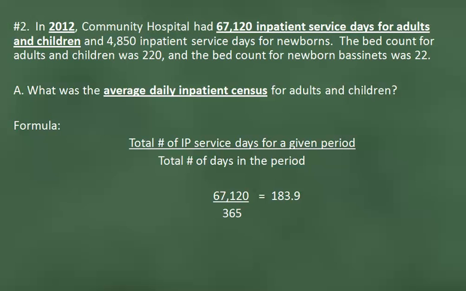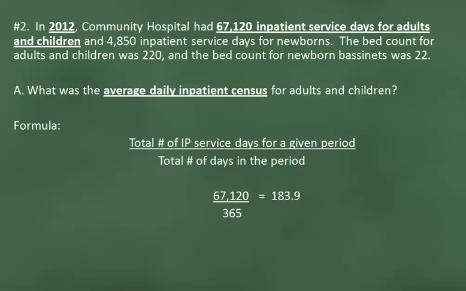So, are we given any of that? Well, we're told that there were 67,120 inpatient service days for the year 2012. So that becomes our numerator, 67,120. And then we're going to divide by the total number of days in the period, which the period we're working with here is 2012, or a year. So we're going to divide by the total number of days, 365, and get 183.9. That's the way to work that one out based on a formula.